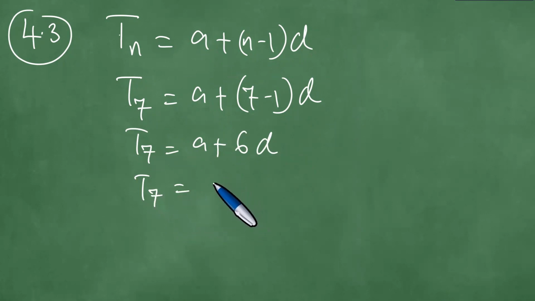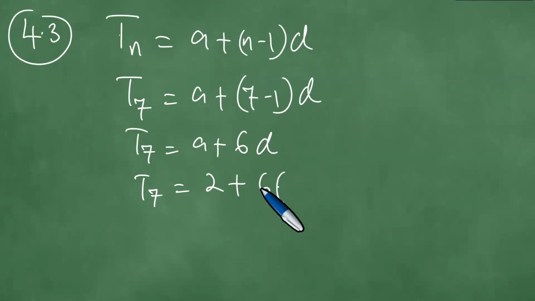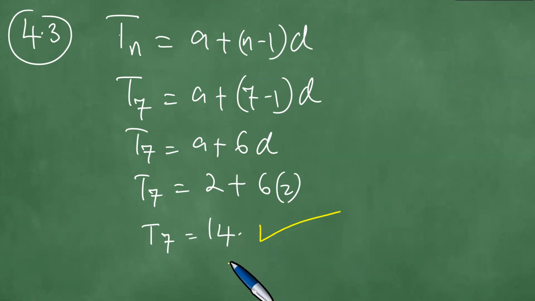Okay, what is the first term? It's 2. And what is the common difference? What did you get the common difference to be? Got it to be 2 as well. So the seventh term is, what is 6 times 2? 12. 12 plus 2. So that means the seventh term is 14.